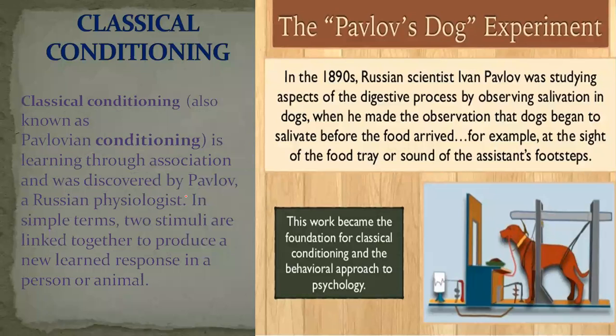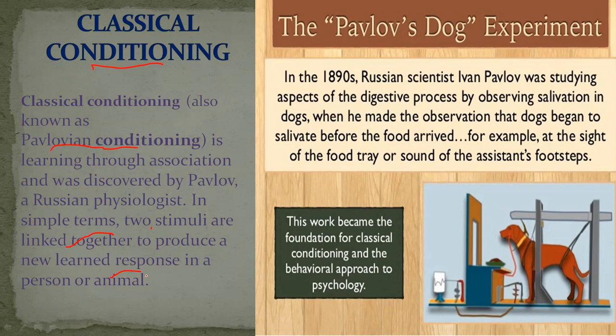So let's talk about classical conditioning. Here we give conditions to the animal or organism. Classical conditioning is also called Pavlovian conditioning, because Pavlov was the scientist who studied this behavior. It is learning through association, discovered by Pavlov, a Russian physiologist. In simple terms, two stimuli are linked together to produce a new learned behavior in a person or an animal through conditioning.